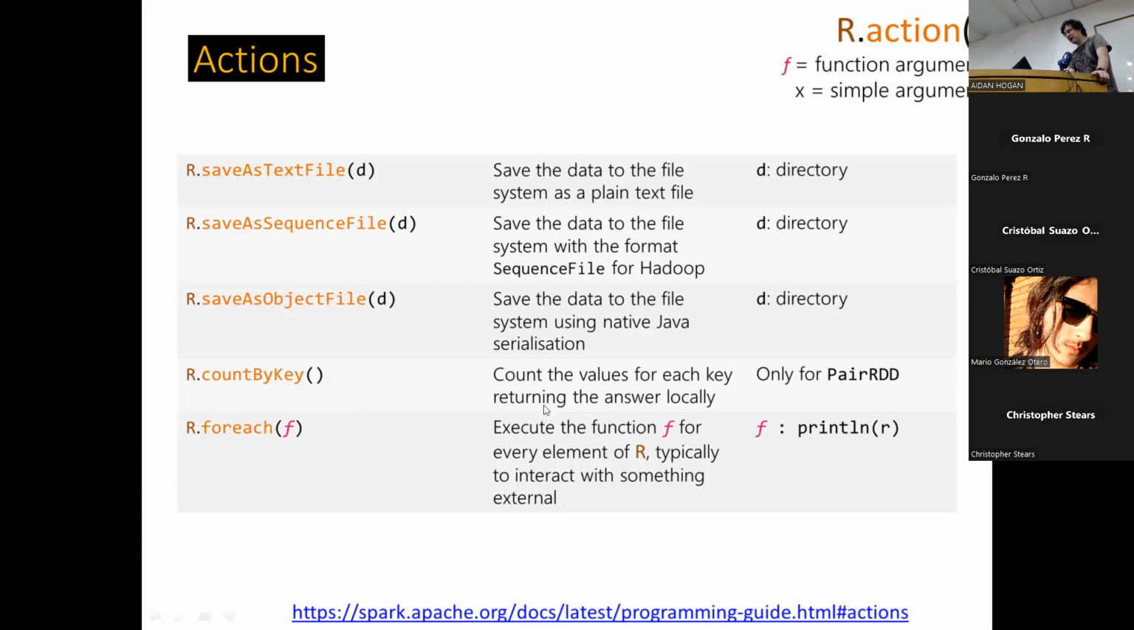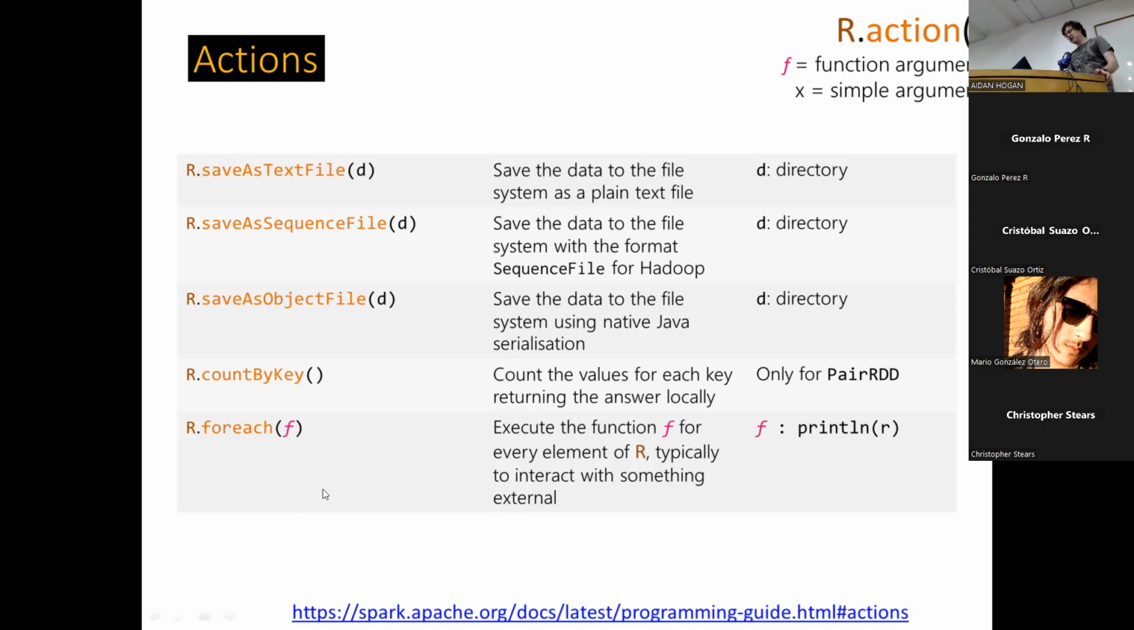So we have countByKey, which returns the count of values for each key, returning the answer locally. So this means basically that if we had done some big group by key or something, and then later we wanted to do the count of how many values there are for each key, and we wanted that on our notebook, we can call countByKey.